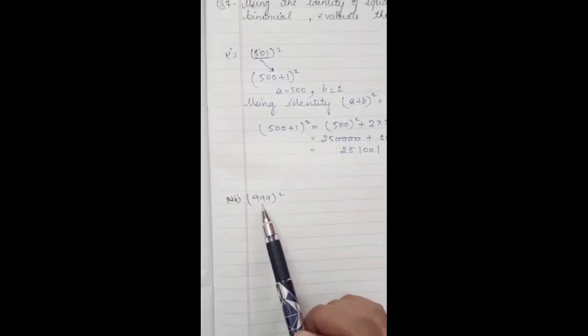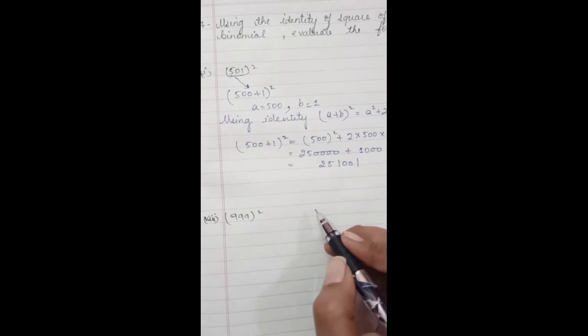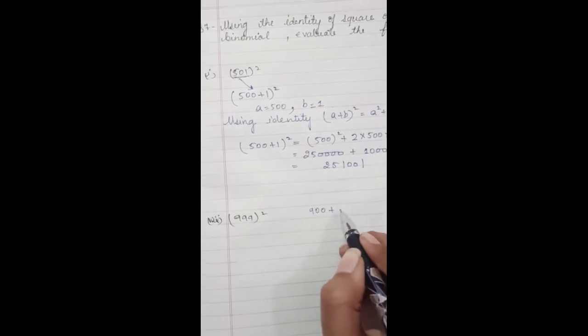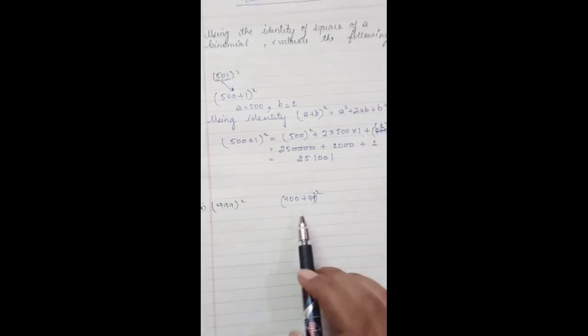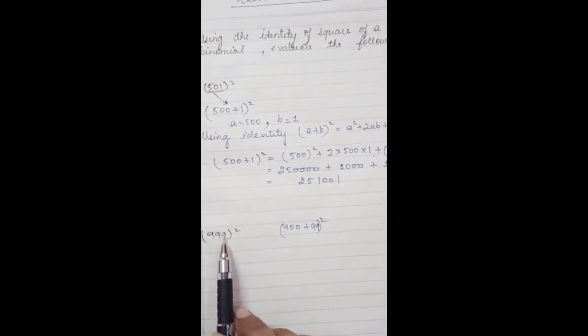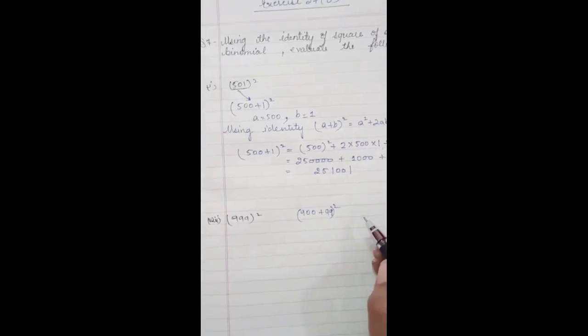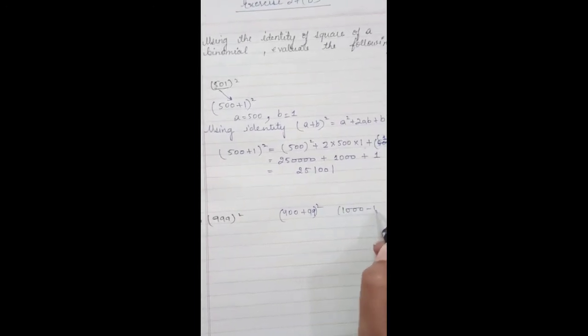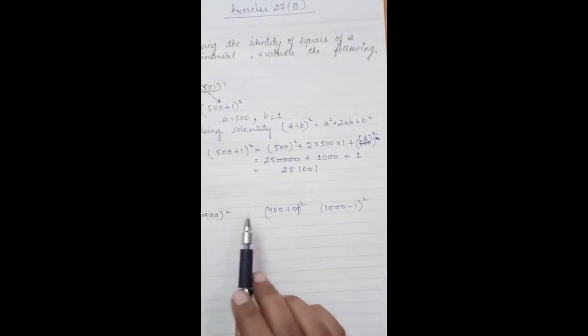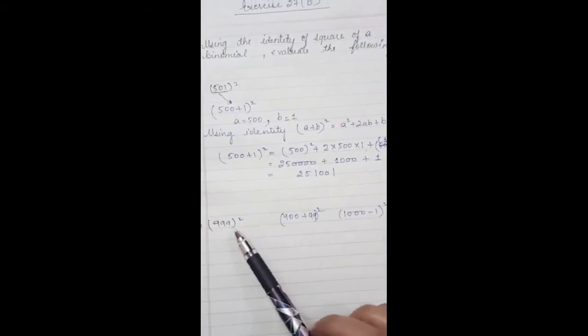Next is 999 whole square. So how we can write this number? See, we can write it in two ways. We can write 999 like 900 plus 99 whole square. Or you can write it like 1000 minus 1. You also get 999, right? So we can write this number in both the ways. So it is up to you which we are choosing to calculate.